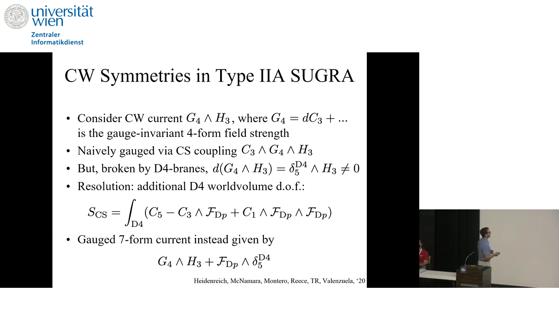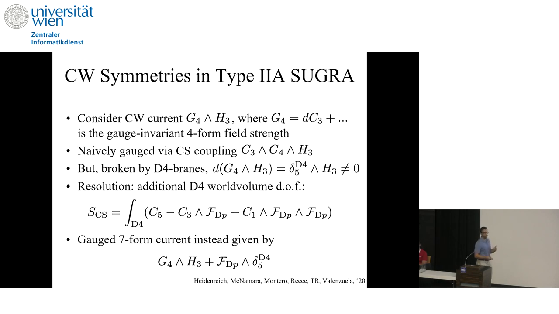One example that we'll focus on today is the Chern-Weil symmetry with current G4 wedge H3, where H3 is the field strength for the NS-NS 2-form, and G4 is the gauge invariant field strength for the RR 3-form. Naively, this current is gauged by a coupling in the action of the form C3 wedge G4 wedge H3. However, it's actually broken in the presence of D4 branes, because the current is no longer closed. This naively seems like a contradiction, because we seem to be gauging and breaking the same symmetry. The resolution of this paradox is that there need to be additional world volume degrees of freedom on the world volume of the D4 brane.